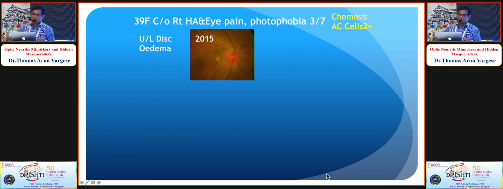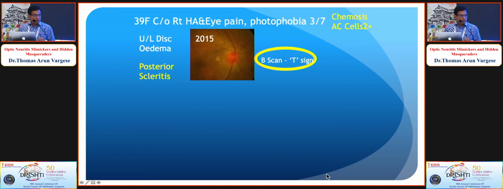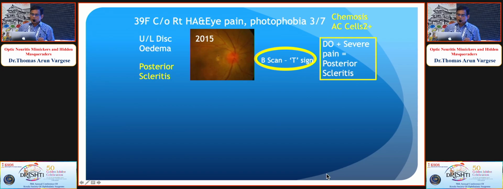So I was suspecting a posterior scleritis, which it turned out to be with the B scan, but the story did not end there. We gave obviously high-dose systemic steroids, and she responded. So disc edema with severe pain, you're thinking posterior scleritis. But the story, as I said, did not end there.